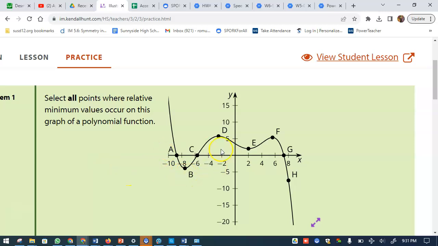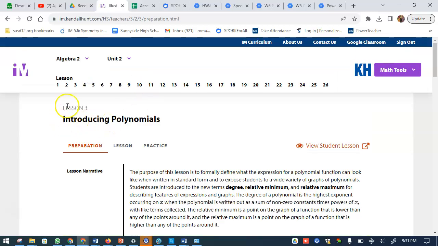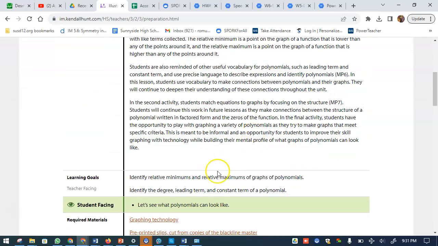Before I begin solving the practice problem, what is the lesson about? Let's check that out. There it is, the name of the lesson. This is lesson number 3, and it says introducing polynomials. So what are polynomials? What are the things that we need to know?